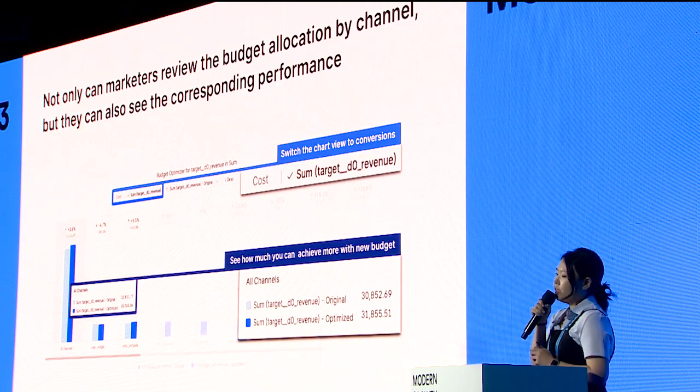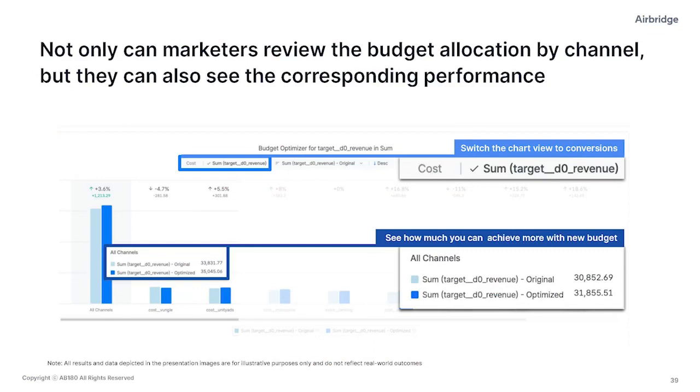And interestingly, the budget optimizer offers more than just an automated budget plan. It also calculates expected performance, making it an even more powerful tool for your decision making. So imagine presenting your manager with a new budget plan. He or she may ask, okay, so then what's the expected outcome from this new plan? And Budget Optimizer has you covered here.